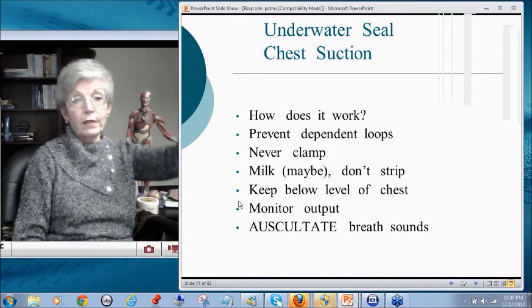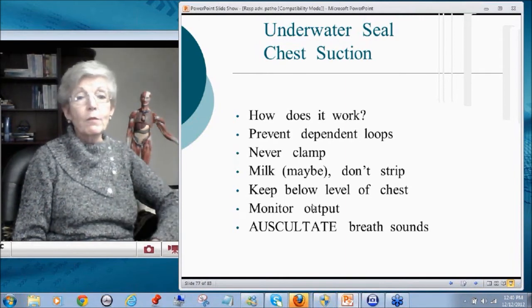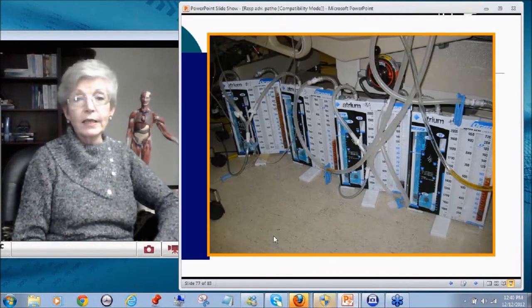Okay, so we want to keep the apparatus, the collection device, below the level of the chest because we don't want it to dump into the chest. And we're monitoring output and auscultating breath sounds, certainly.